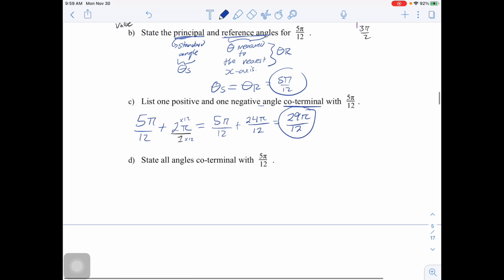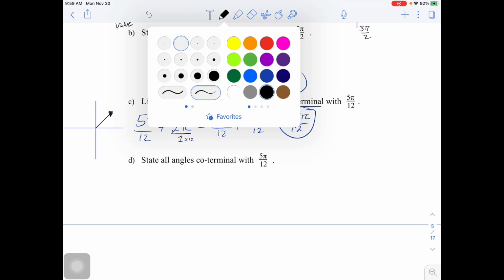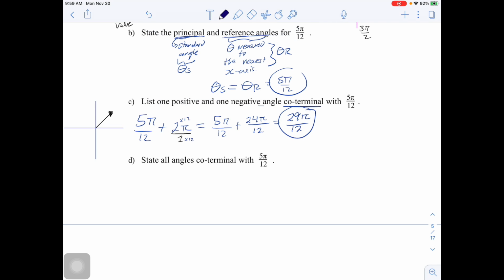Okay, and if we were to visualize what that looks like, that will look like this. It'll still be in the same position. Okay. But we started here and then we added one full rotation. So there is our 29 pi over 12.